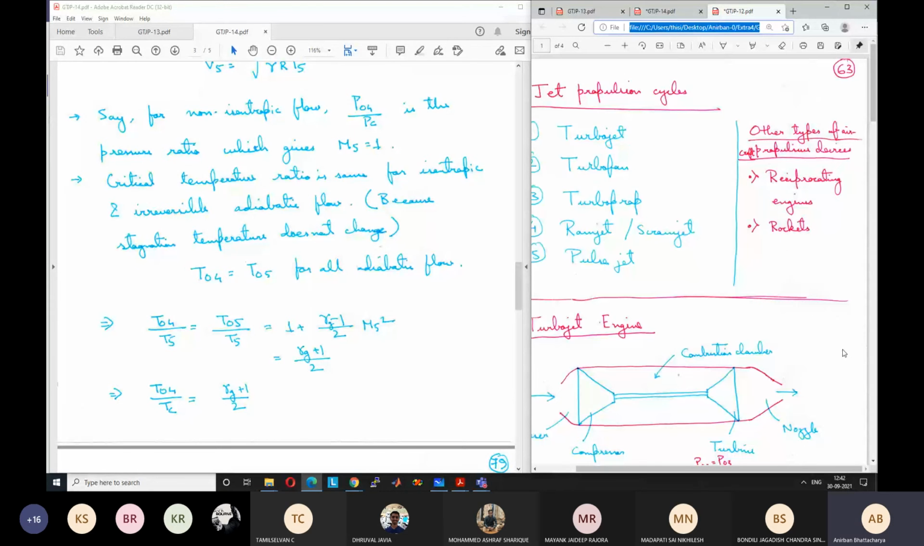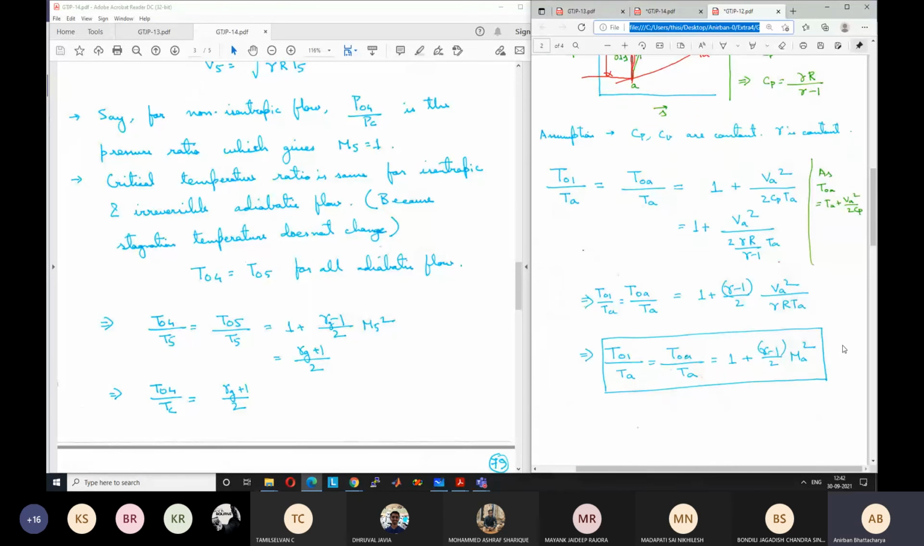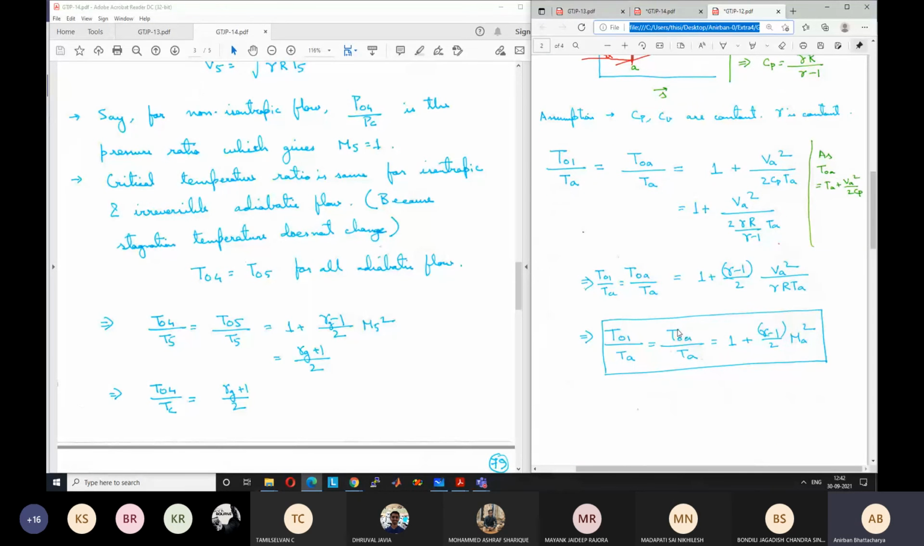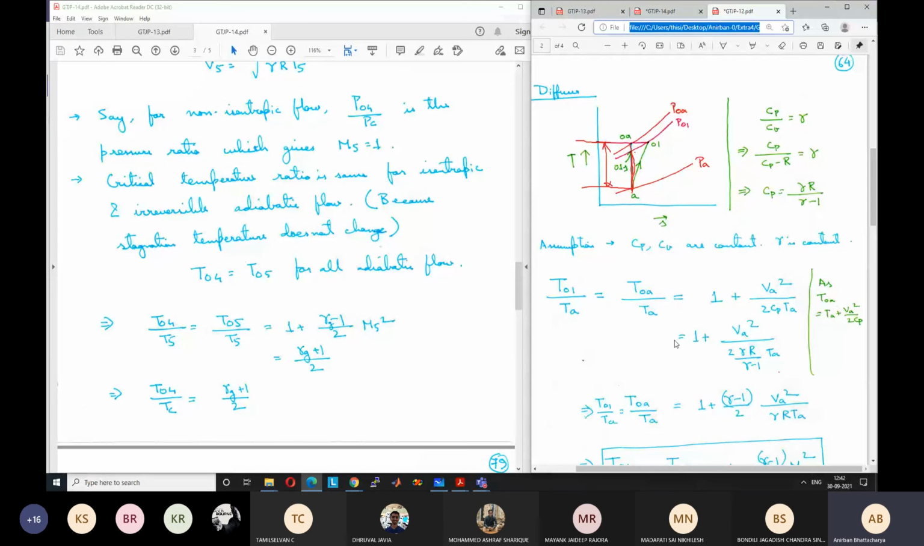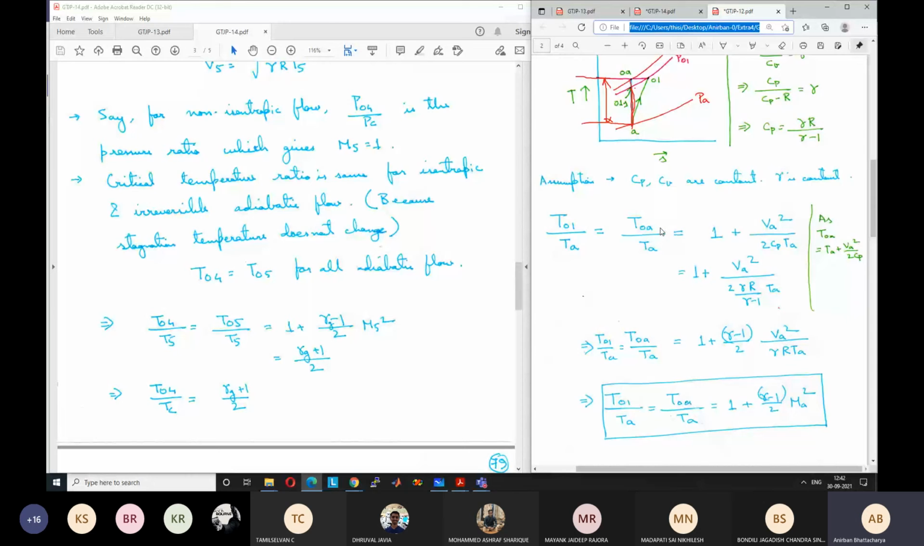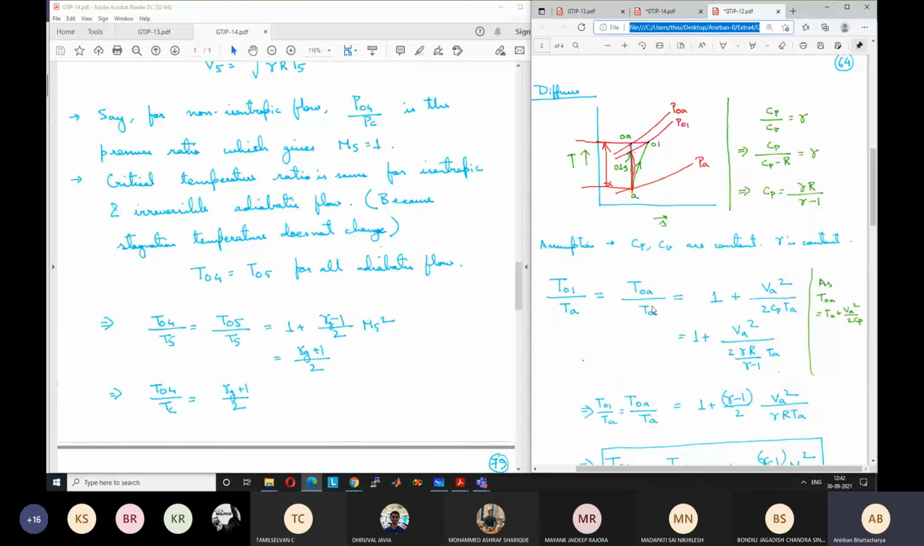We have seen how this is related. Stagnation to the static temperature is related in terms of, I will just recap it. T0A by TA is 1 plus... So basically T0 is TA plus VA square by 2Cp. This is the relation between stagnation and static temperature, or T0A by TA is 1 plus VA square by 2Cp TA. And this Cp we had written as gamma r by gamma minus 1.